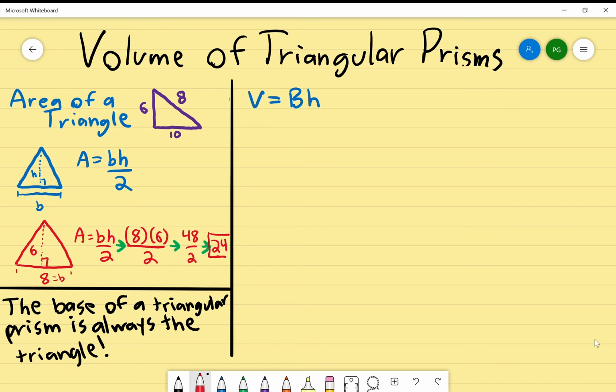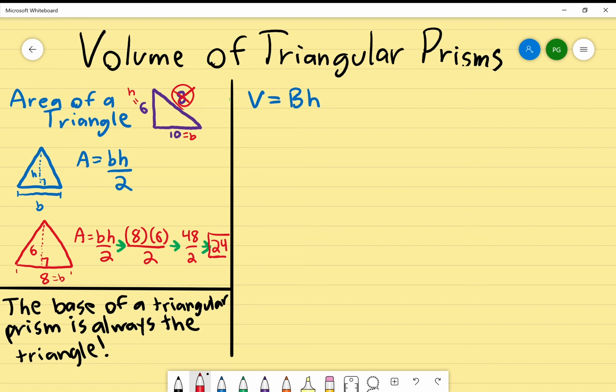My base is going to be whatever number is at the bottom. My height is going to be whatever number is straight up. So that's the 6. But then this 8, it doesn't have a purpose. It's not my base and it's not my height. So it doesn't matter. They're only giving it to you to confuse you.